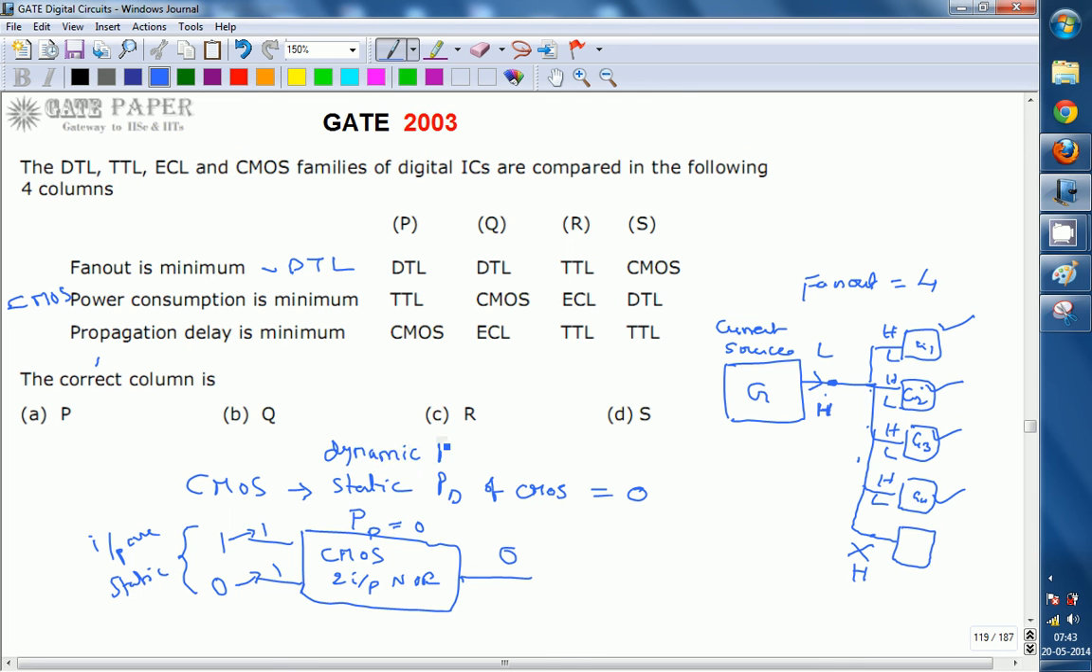Dynamic power dissipation is more than static power dissipation. Ideally, static power dissipation is 0. This is ideal. So power consumption in the case of CMOS is minimum, and propagation delay is minimum in ECL. ECL is going to be out of this TTL. TTL is going to be treated as a saturated logic family, whereas ECL is a non-saturated logic family.